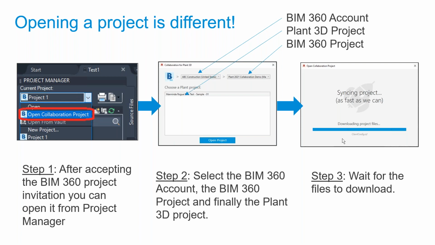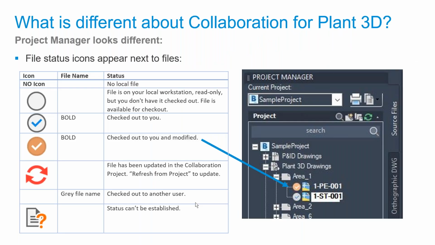And then as you open drawings individually, those will get downloaded. So depending on the size of the project, this could take a few minutes to get this done. But once it's downloaded, it'll go ahead and open it up, and you'll see it like you would a normal project. And then going in here to the icon. So this will look different when you're in a collaboration project.